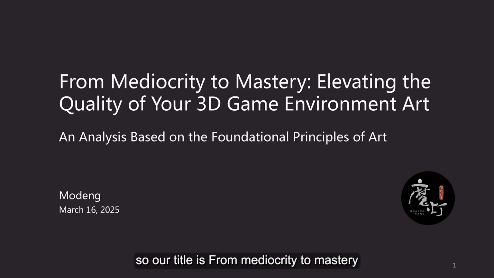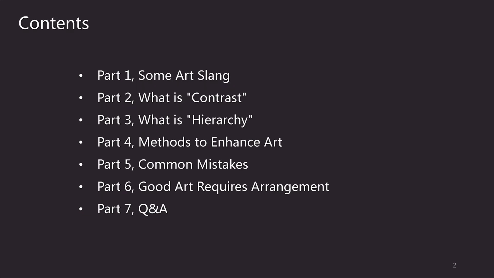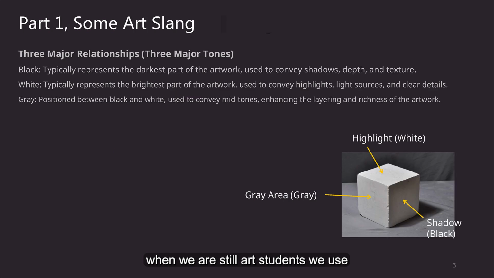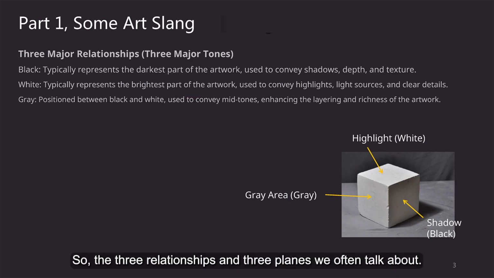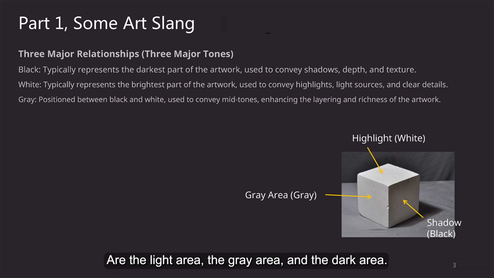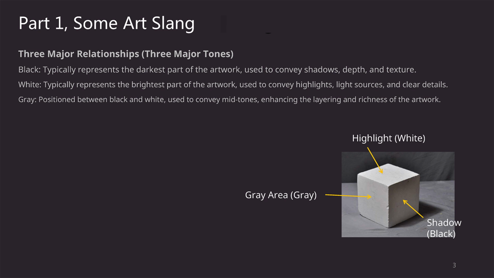So our title is From Mediocrity to Mastery, Elevating the Quality of Your 3D Game Environment Art, an analysis based on the foundational principles of art. Okay, so let's start with the most basic art knowledge points. When we are still art students, we use slang to help break down terminology. For example, the three relationships and three planes we often talk about are the light area, the gray area, and the dark area, also known as black, white, and gray.